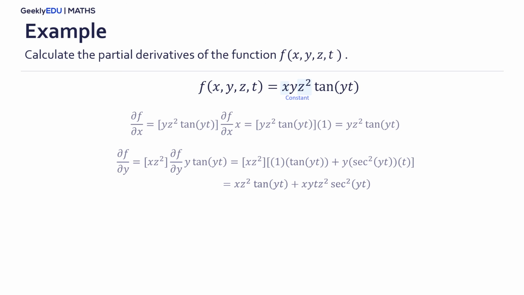For the derivative with respect to z, x, y, and tangent of yt remain constant, and we have to calculate the derivative of z squared by using the power rule. Then, simplifying, we get the final result. To calculate the derivative of the function with respect to t, we observe that t only appears in the tangent, but now it is your turn.